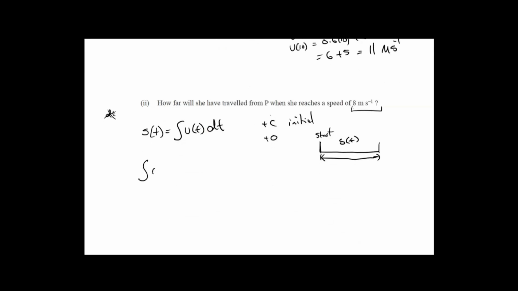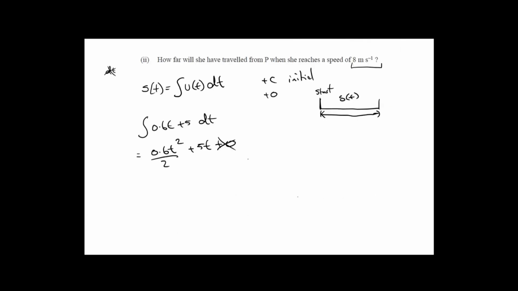So we're going to integrate 0.6t plus 5 with respect to t. And we're going to get 0.6t squared divided by 2 plus 5t plus c plus 0. So we can ignore the constant term there. So that's going to be 0.3t squared plus 5t. So the displacement at any point in time is going to be equal to that.